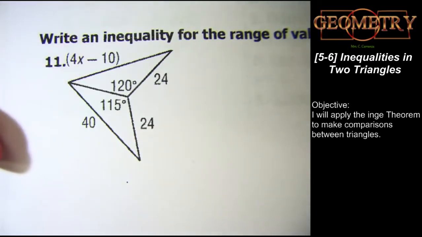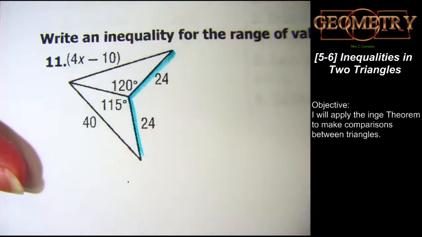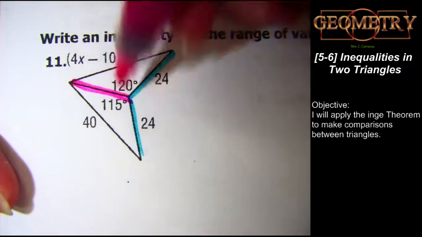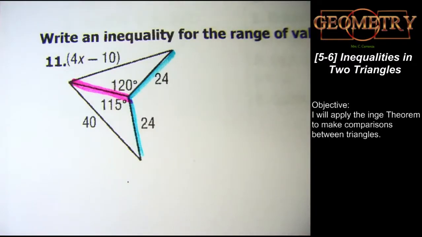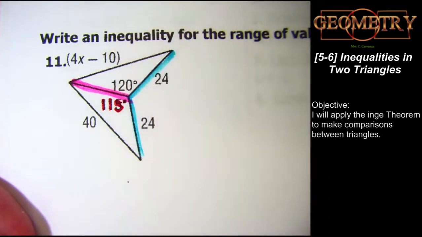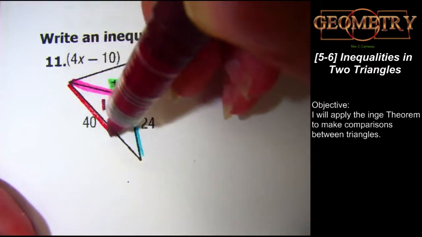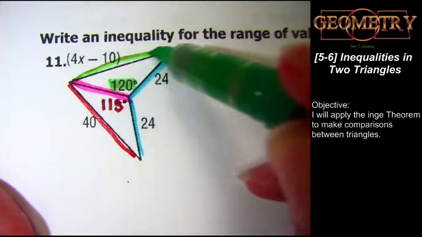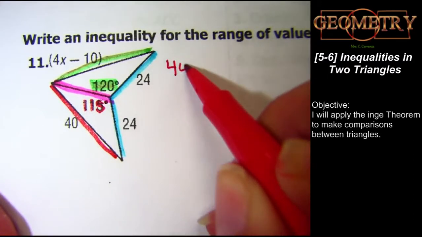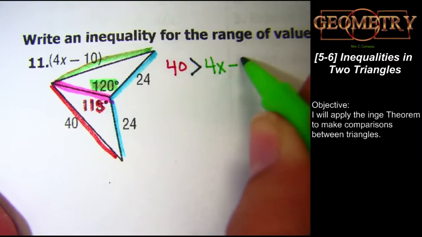Let's look at what we have. I have two triangles. I'm told that these side measures are the same. This side is being shared between both triangles, so those are going to be the same measure. And I'm told that this angle is larger than this angle, which means this side is bigger than this side. And so that's our inequality statement. 40 needs to be larger than 4x minus 10.